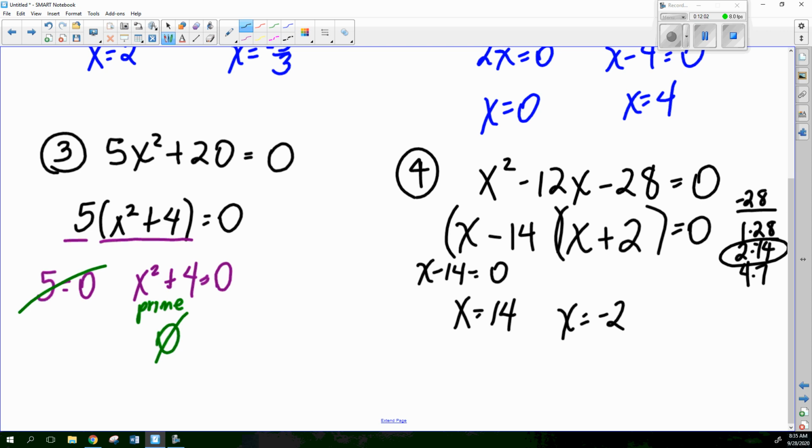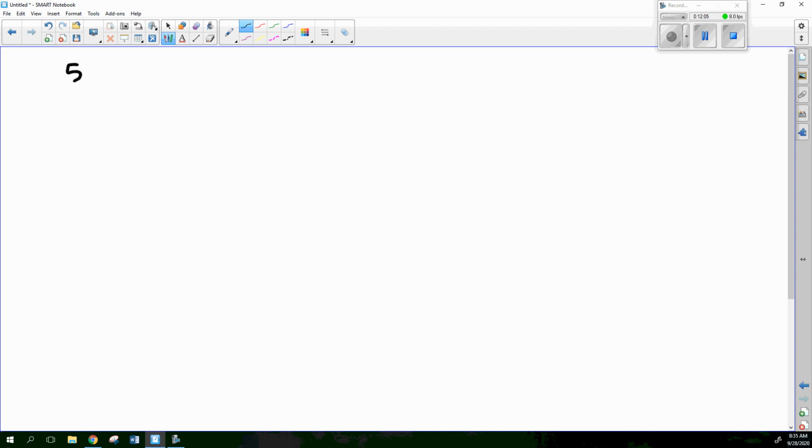All right, next problem. Something a little different. Something slightly different. What's different? Good, thank you, Alish. It's not equal to 0. So we have to make it equal to 0 first. Well, that means we need to put everything on the same side, okay?